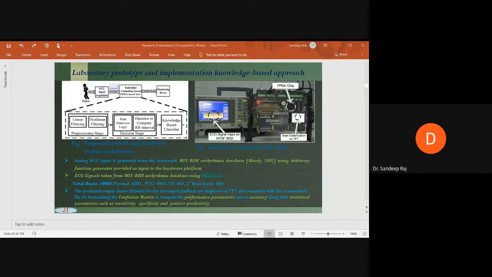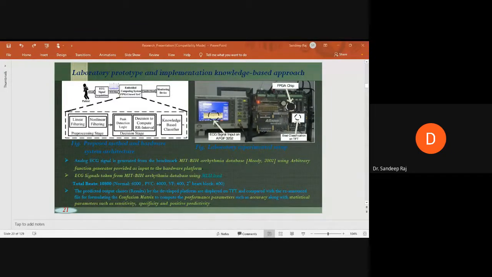Similarly, for the PVC, which was originally 4,000, out of these 4,000, 3,878 are classified into the PVC category, and among the rest, 97 are classified into normal, 17 into ventricular fibrillation, and 8 into 2-degree heart block. Finally, we calculated the accuracy of this complete system, and the accuracy is around 97.98%.